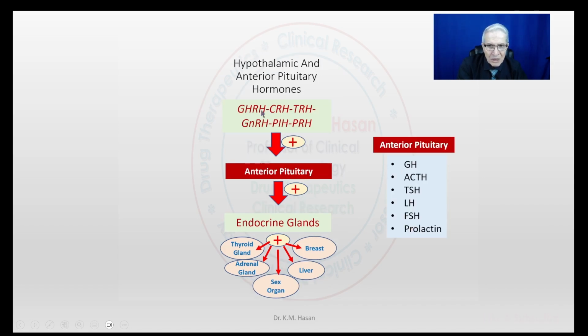For the hormones released from the hypothalamus, we need to familiarize ourselves with these names: GRH, CRH, TRH, GnRH, PIH, PRH. And for the anterior pituitary lobe, we have a list of hormones released from there: GH, ACTH, TSH, LH, FSH and prolactin.